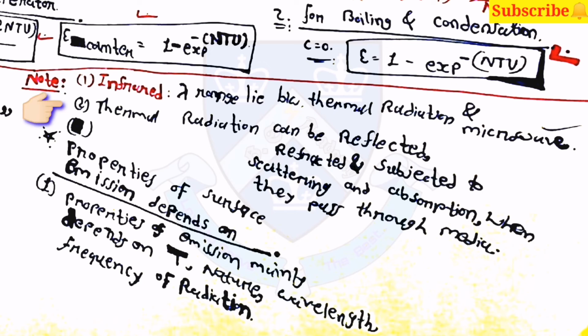Then here note that in the infrared curve, the lambda range lies between the thermal radiation and the microwave. Then for the second one, thermal radiation can be reflected, refracted and subjected to scattering and absorption when it passes through media. Then the final note for this chart of heat transfer is that the properties of emission mainly depend on temperature, nature, wavelength and the frequency of the radiation.